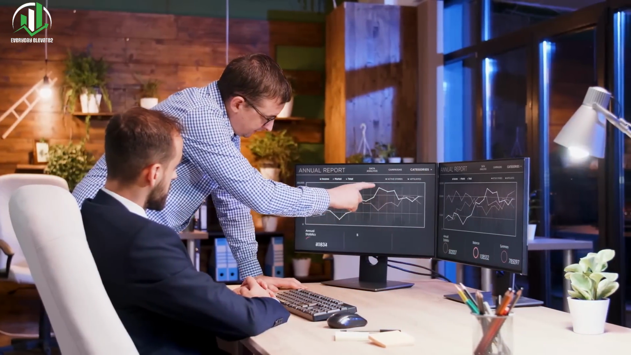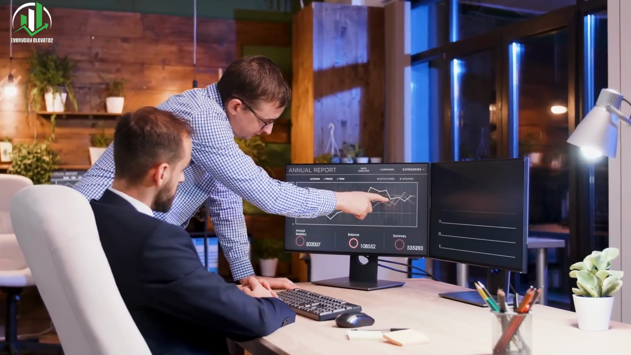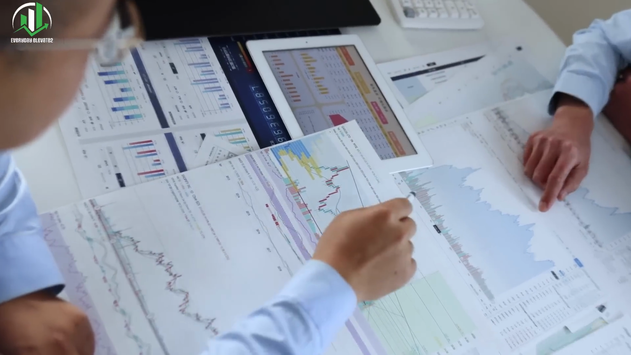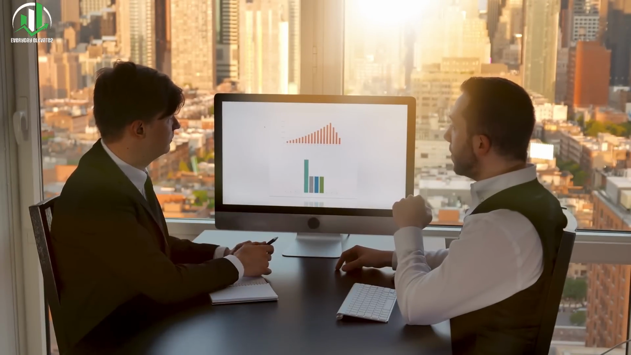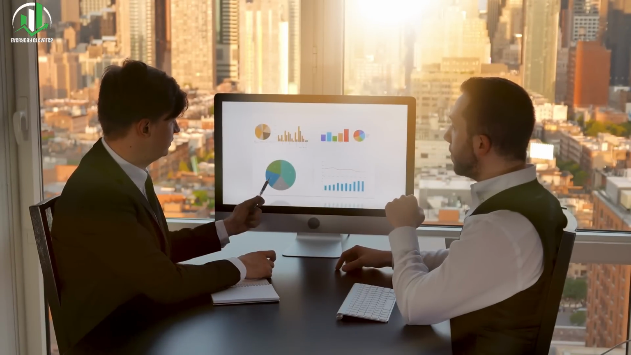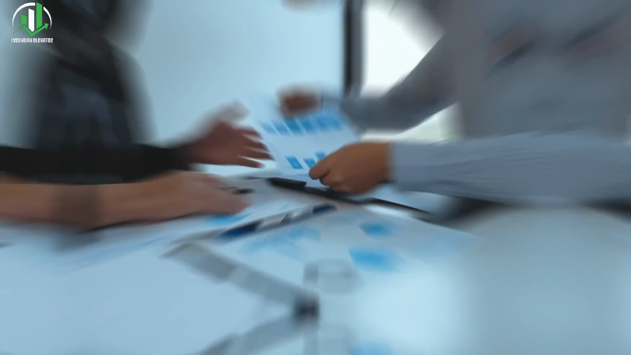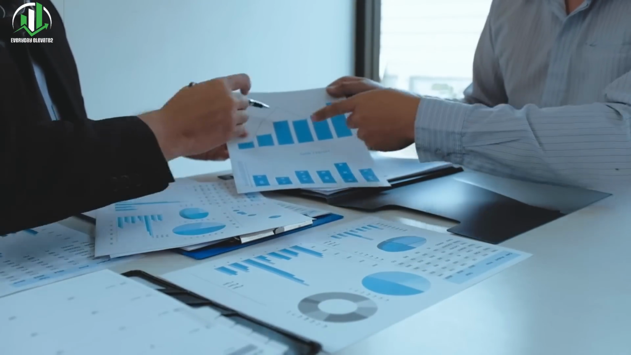Regularly reviewing and rebalancing your portfolio ensures it stays aligned with your goals and risk tolerance. This involves periodically assessing your portfolio's performance and making adjustments, such as selling overperforming assets and buying underperforming ones to maintain your desired asset allocation.